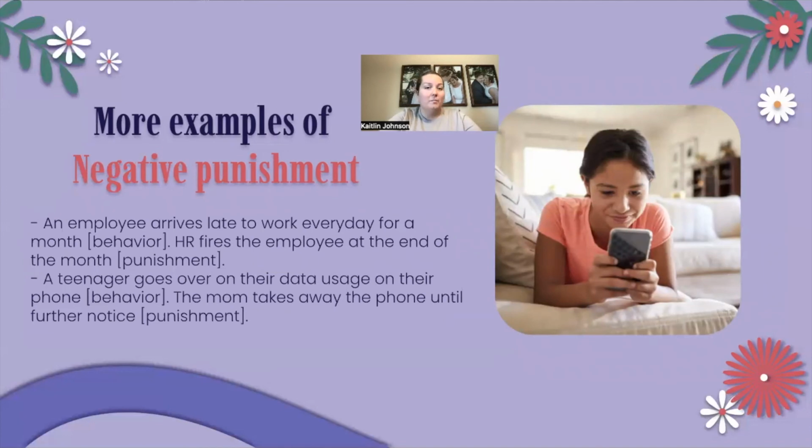Now we have some more examples of negative punishment. Remember, negative being something being taken away, punishment being decreasing the future frequency of that behavior happening again. First example, an employee arrives late to work every day of the month. HR fires the employee at the end of the month. Pretty self-explanatory. The next one, a teenager goes over on their data usage on their phone. The mom takes away the phone until further notice. With both of those examples, something is being taken away and it's decreasing the likelihood of, for the last example, the girl going over her data usage because she doesn't want to lose her phone again.